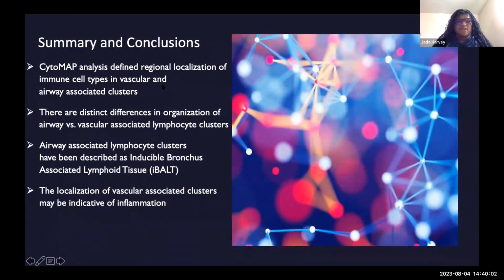So the airway associated lymphocyte clusters, through a little reading, have been described as inducible bronchus associated lymphoid tissue. This can be a result of exposure to allergens over a period of time. These clusters can form, and the localization of the vascular associated clusters may be indicative of some type of inflammation. That's why they are more T cell oriented.